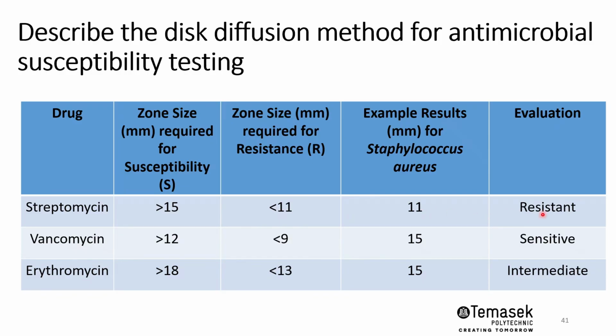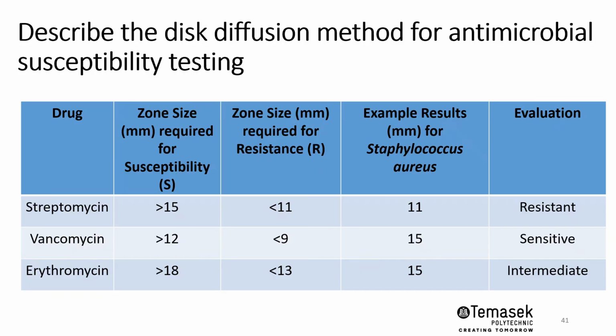Around 11 millimeters of zone clearance. Anything that is below 11 millimeters is the zone size required for resistance. For vancomycin, it is sensitive or susceptible. The clearance zone is about 15, so anything above 12 is susceptible to the drug. And finally, for erythromycin, the growth inhibition zone was around 15 millimeters, and this is quite intermediate between 18 to 13. So there's intermediate sensitivity towards erythromycin. That's how you read out the antimicrobial susceptibility test in the form of an agar disc diffusion method.